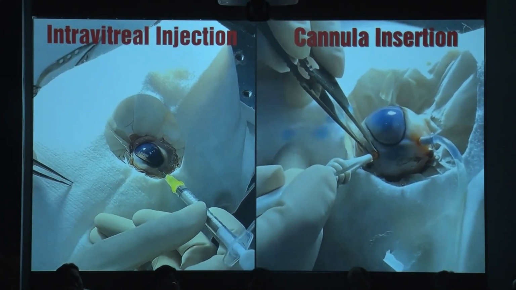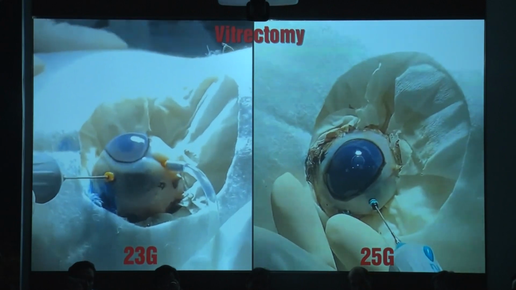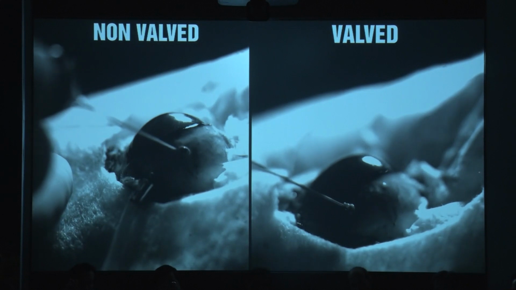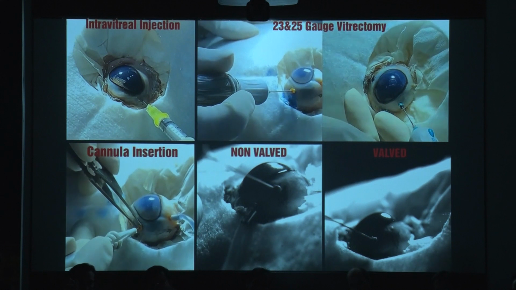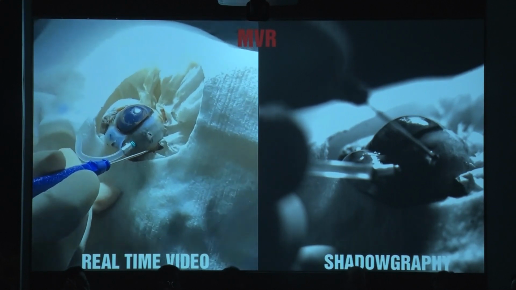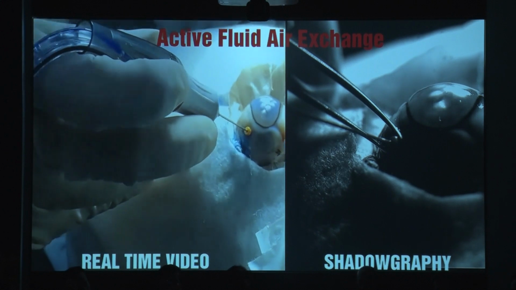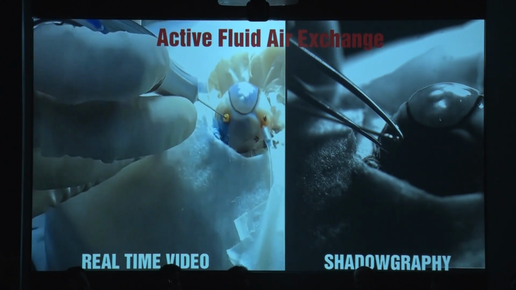During intravitreal injection, insertion of cannula, lensectomy and vitrectomy with both 23 and 25 gauge instruments with either valved or non-valved cannulas, we did not find aerosol generation, which was confirmed on shadowgraphy. Even with a 20 gauge MVR blade, there was fluid flow but no aerosol. During active fluid air exchange, we did not find any aerosol generation.